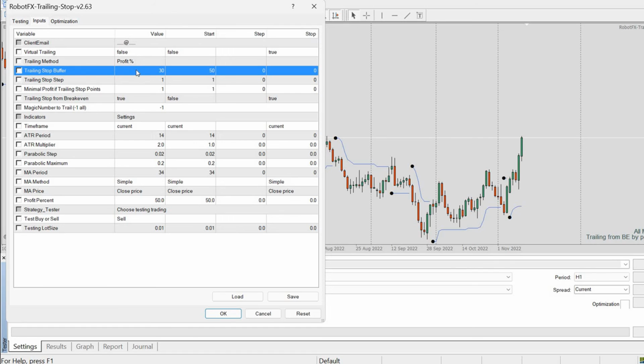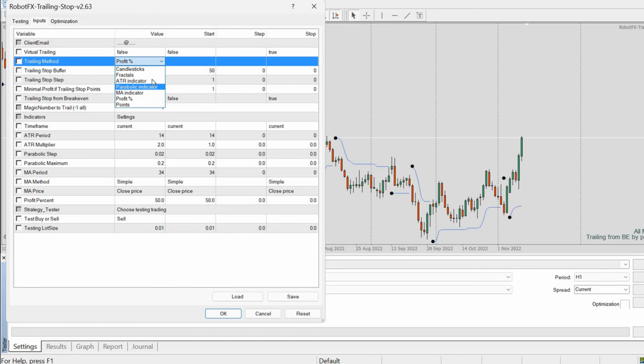You probably don't want the expert advisor to drag the stop loss too close to the price. So the trailing stop buffer is the distance between the price and the stop loss at the moment the expert advisor will drag that stop loss. And I have also included in the package an ATR indicator.